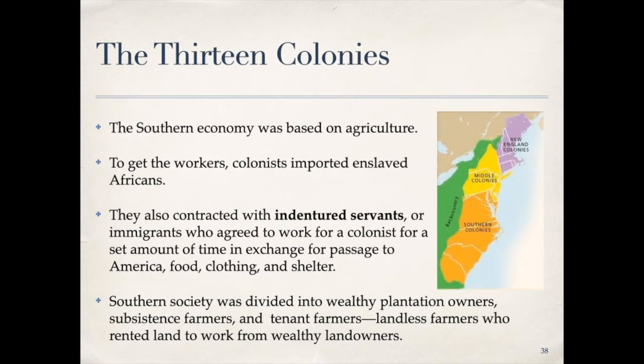The southern economy was based on agriculture. To get the workers, colonists imported enslaved Africans. They also contracted with indentured servants, or immigrants who agreed to work for a colonist for a set amount of time in exchange for passage to America, food, clothing, and shelter. Southern society was divided into wealthy plantation owners, subsistence farmers, and tenant farmers, landless farmers who rented land to work from wealthy landowners.